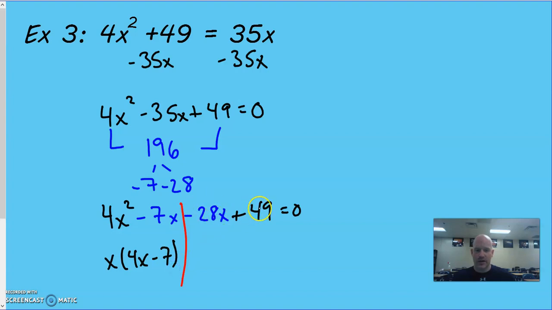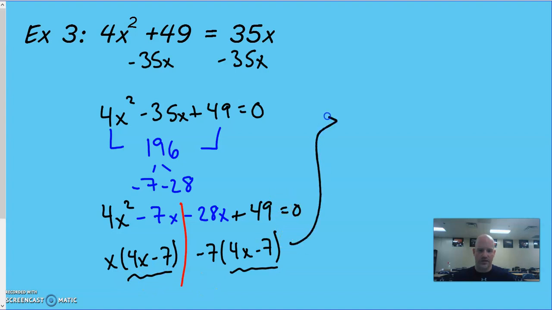Over on this side, 28 and 49, well, I can take out a 7, but because that third term is negative, I probably need to take out a negative 7. So that'll get me a 4x and minus 7. Does this one match this one? It sure does. So let's start doing some factors. We've got one factor of 4x minus 7, and we've got another factor that's x minus 7.